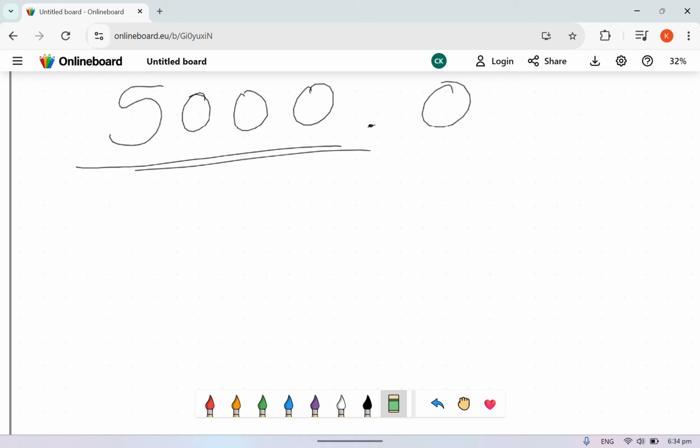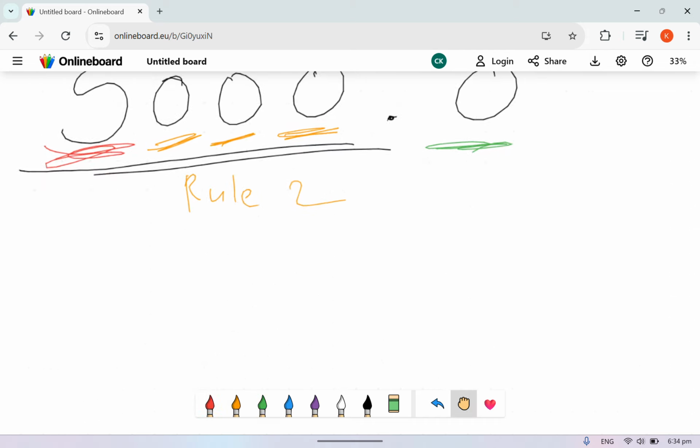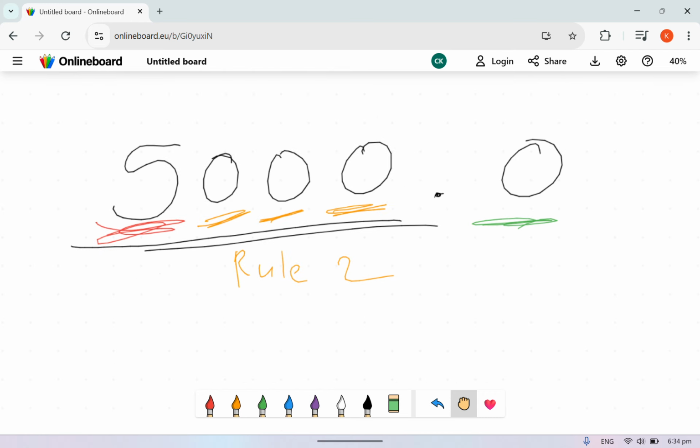If you look at the colors I coded to 5,000 just now, I gave this, of course, red. I gave these 3 orange, which is actually rule 2, which is captive zeros. That means zeros are captured between 2 non-zeros. And this one, I gave it as a trailing 0, which makes sense. Now, here's the thing. Why does this make sense? 5,000.0.